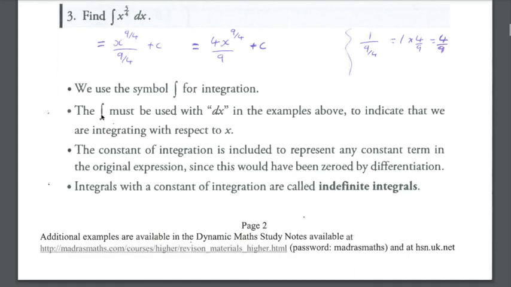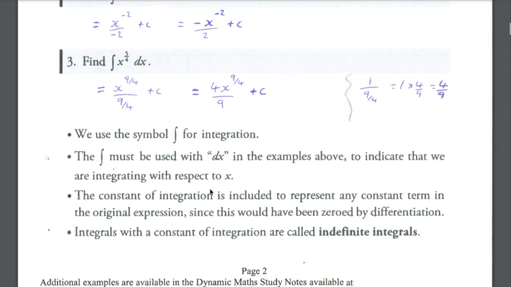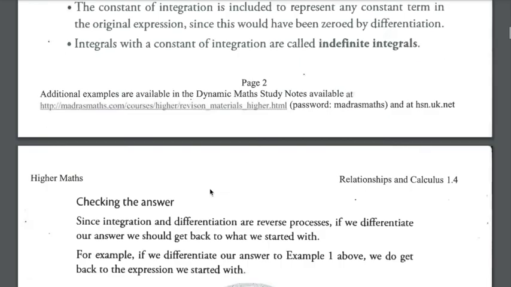So the integration symbol must be used with dx in the examples above to indicate that we are integrating with respect to x. We're integrating the x's. The constant of integration is included to represent any constant term in the original expression, since this would have been zeroed by differentiation. Again, if this was plus 5 or plus 15, if we differentiate to get back to this, it will go to 0. And these are called indefinite integrals. Again, we look at definite integrals later on.